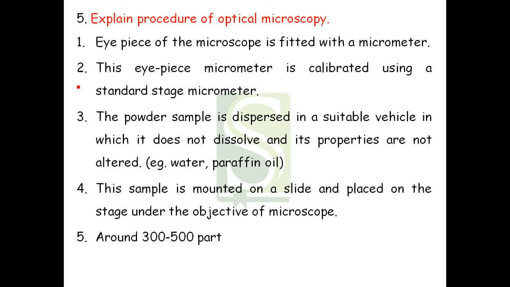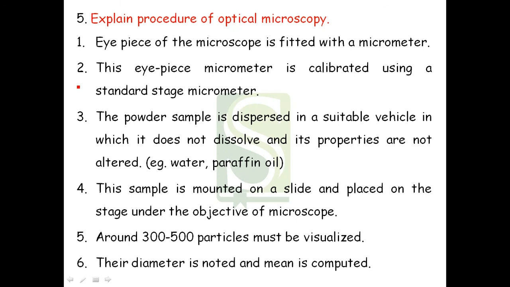Then you will mount this sample on the slide, and you will place it under the objective of the microscope, and you are going to randomly visualize around 300 to 500 of the particles. And then you have to carry out the calculations, and you have to determine the diameter. So this was all about the experiment of optical microscopy.